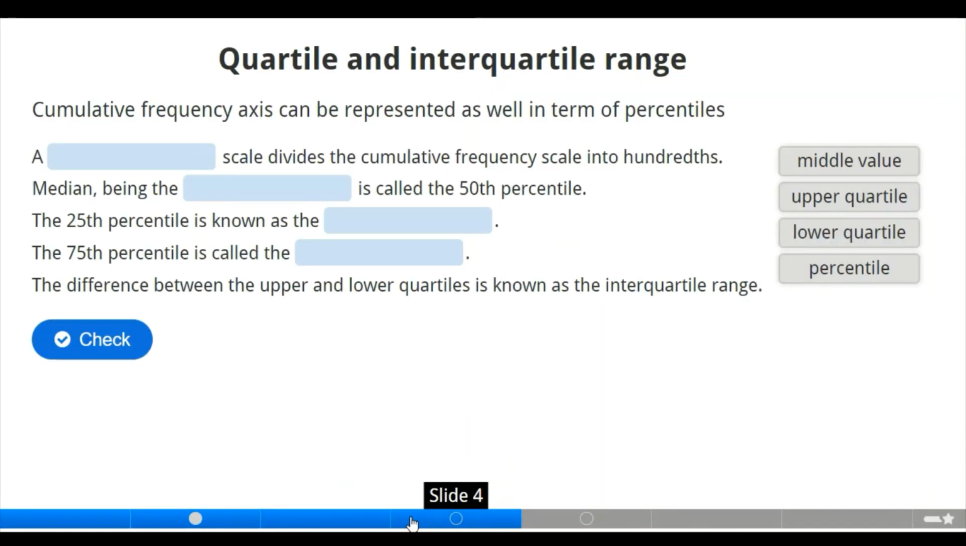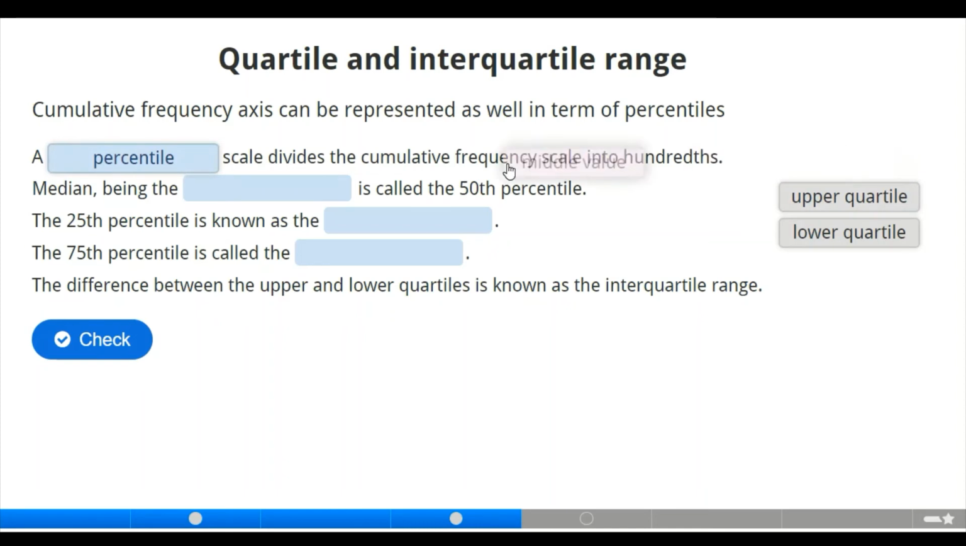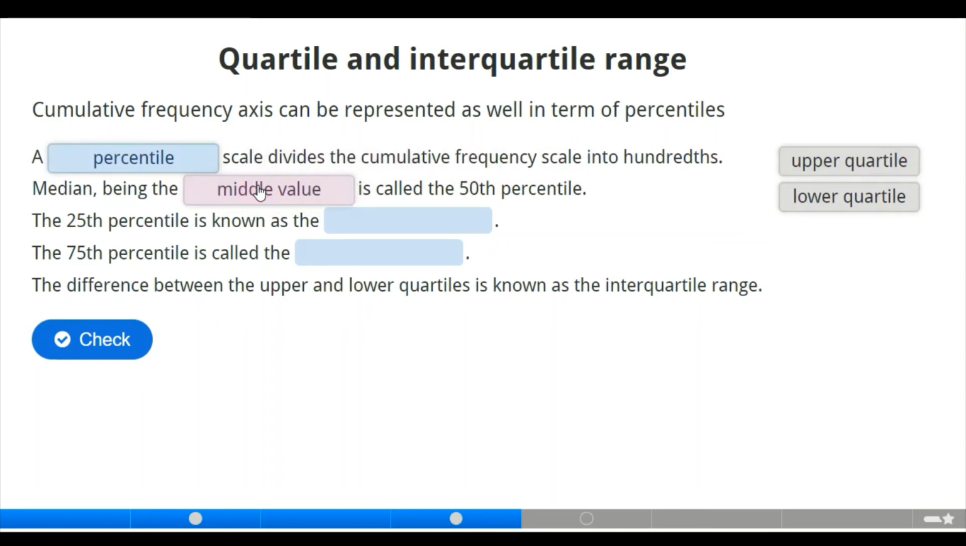Now let's look at quartile and interquartile range. The cumulative frequency axis can be represented as well in terms of percentile. A percentile scale divides the cumulative frequency scale into hundreds. Percentage means we're talking about percent, 100. So the median is the middle value. Median is what we call the 50th percentile.